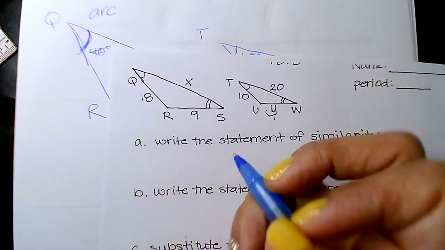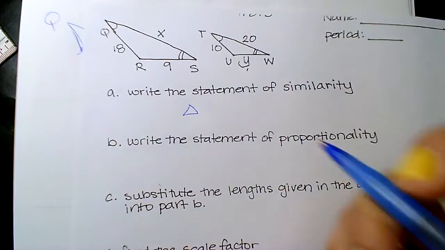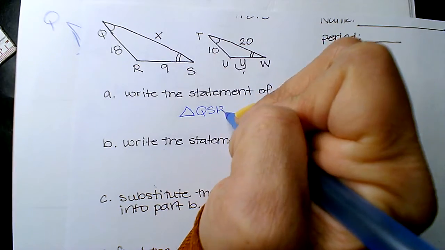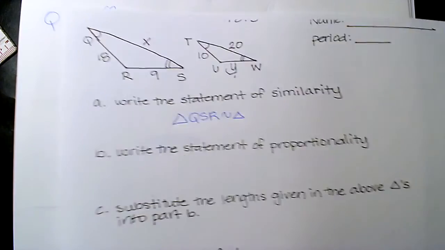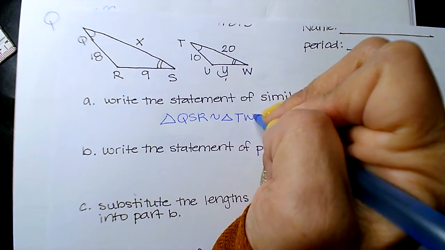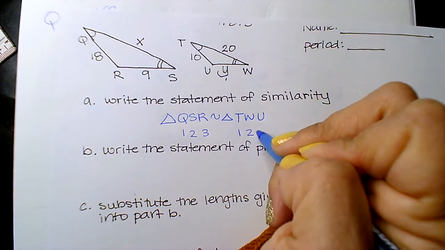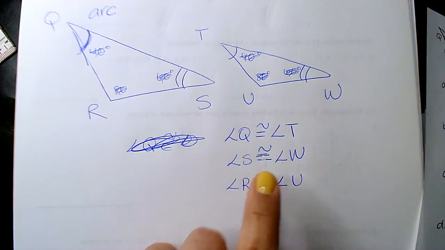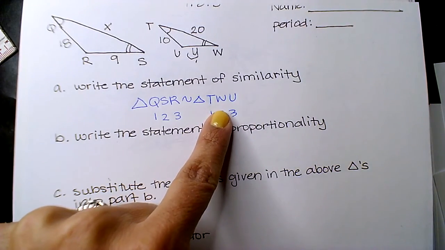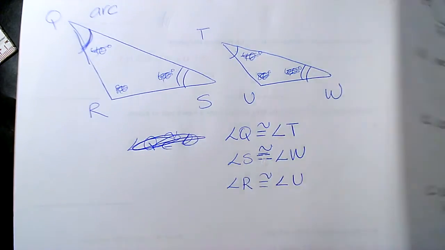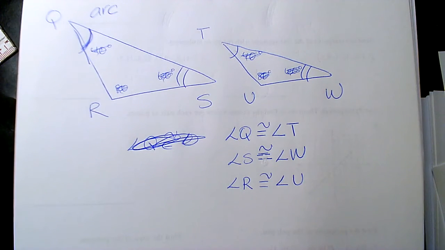So here's what I mean. Triangle QSR is similar to triangle TWU. And so there's my 1, 2, 3, 1, 2, 3. Q and T go together. Exactly, they have the one arc. S and W go together. They have the double arc. And R and U go together because by elimination, it's what's left.